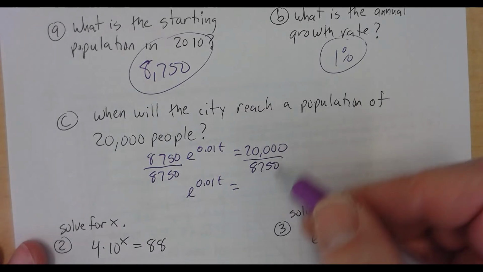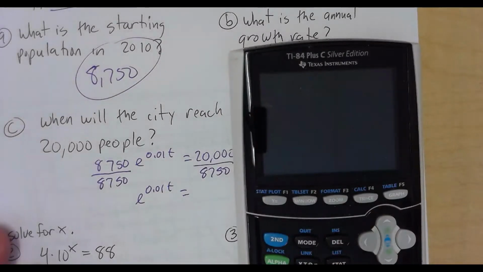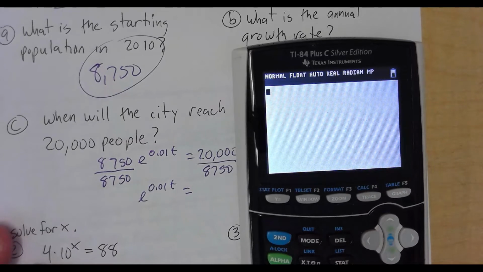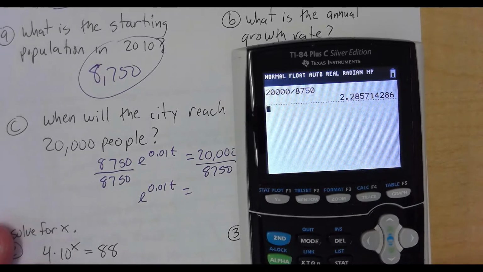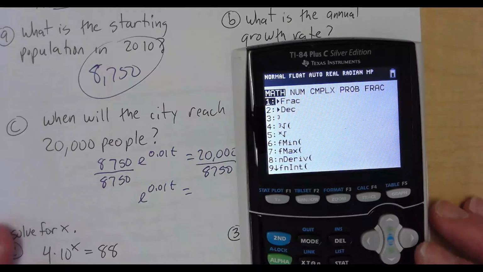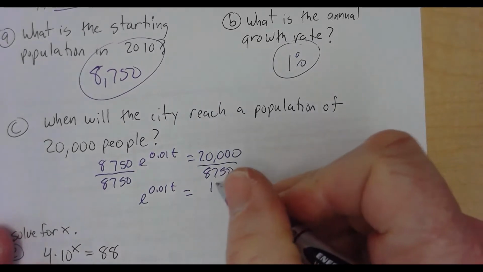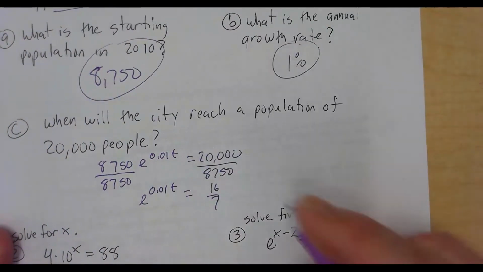Now, when you divide that, you get a kind of crazy decimal. Here, let's just look at it. We got 20,000 divided by 8,750. And so I said crazy decimal, but if you do the whole math trick, convert back to a fraction, you get 16/7, which isn't that bad. So 16/7 when you move it back to a fraction.